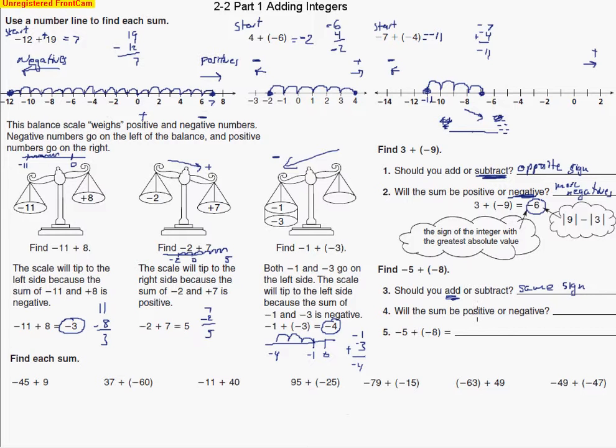Will the sum be positive or negative? Well, we never make it to the positive direction. We're just going further in the negative. And so it's more negatives because the sign stays the same when we're adding numbers. And what do we get when we add those two numbers?